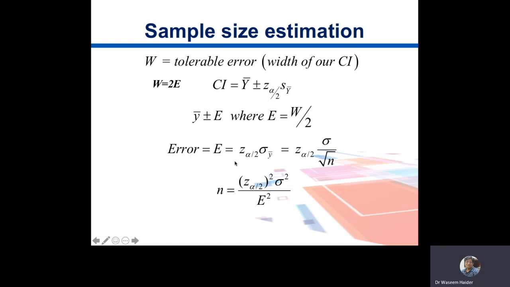E is obviously the margin of error, and you can get it by z alpha by 2 into the standard error, which is sigma divided by square root of n. We actually want to get n, or the sample size, from this equation. So we play with these equations and finally we get this: n is equal to z alpha by 2 square into sigma square divided by E square. That is the simplest formula for determining the sample size. There are other formulas as well, depending upon what kind of scenario you are dealing with.